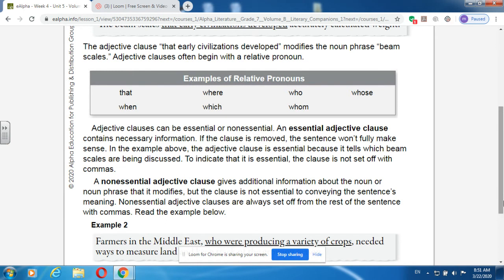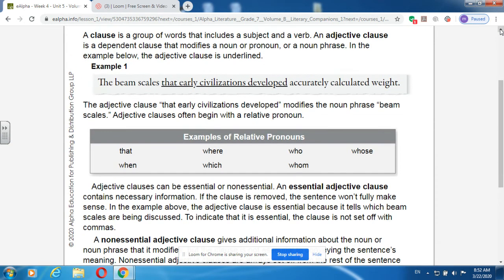Okay, so this is the lesson for today. Know that if an adjective clause is set off by commas, it's non-essential, it's not needed. If an adjective clause doesn't have commas, it's essential, it's needed. Adjective clauses often begin with a relative pronoun: that, when, where, which, who, whom, and whose. So if you see this in the sentence, in most cases, you know that the adjective clause is starting there.